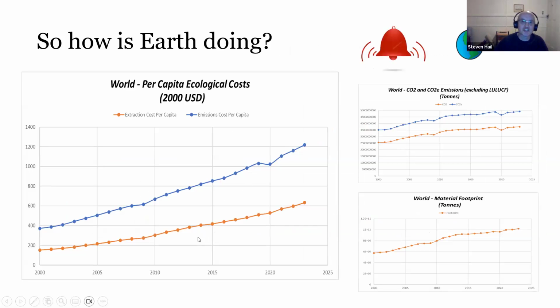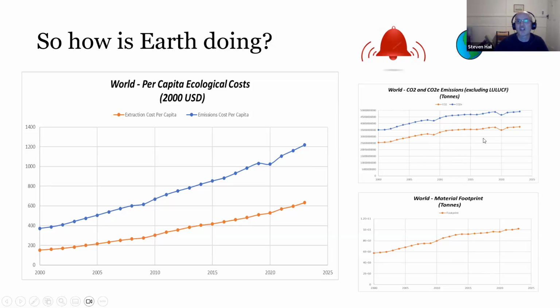Per capita ecological costs continue to rise. As I said, I priced material footprint so that it's about half the problem of emissions at the moment in our statistic. That's how I scaled it. And you can see world material footprint is over there on the right-hand side towards the bottom, this time in terms of tons from the UN Environment Programme data.